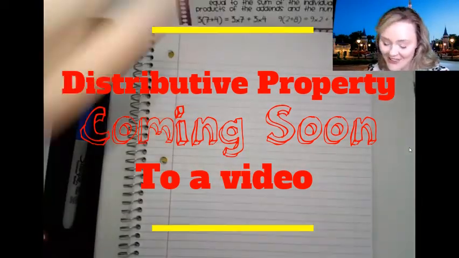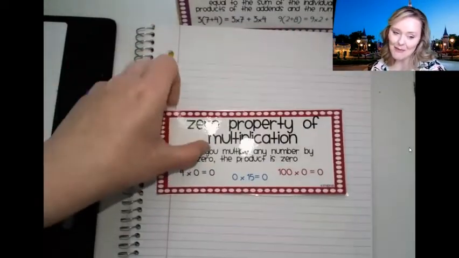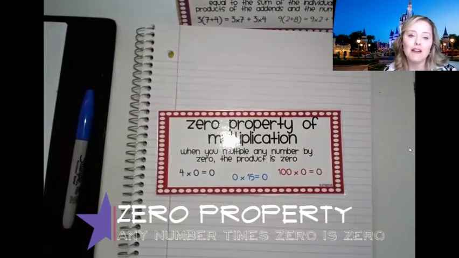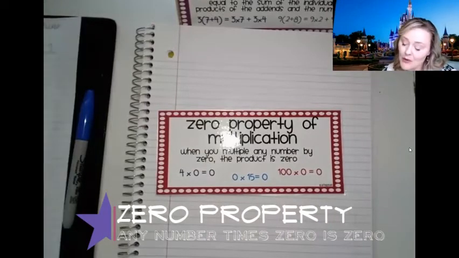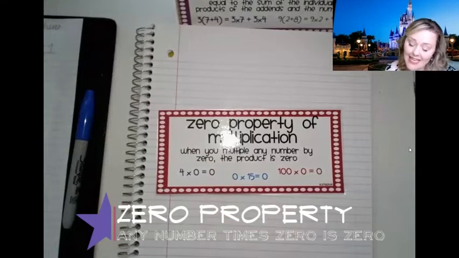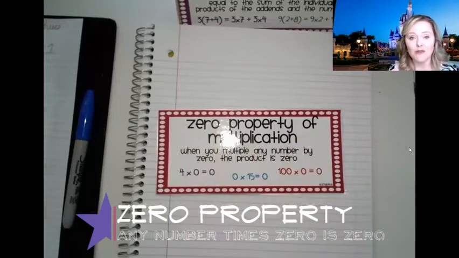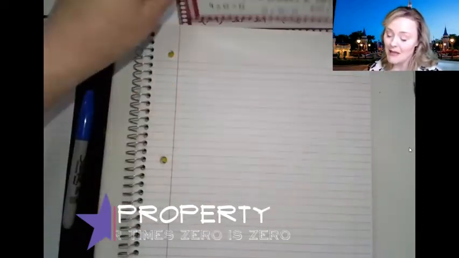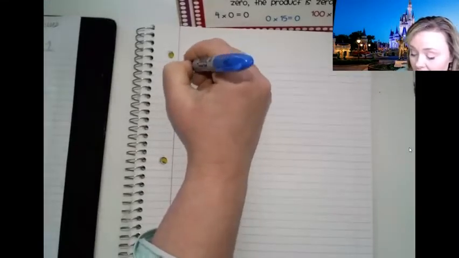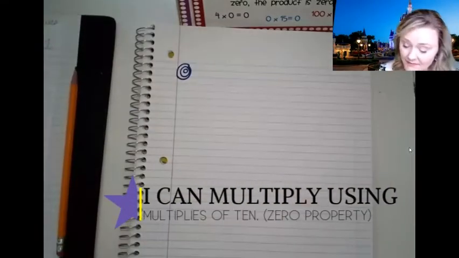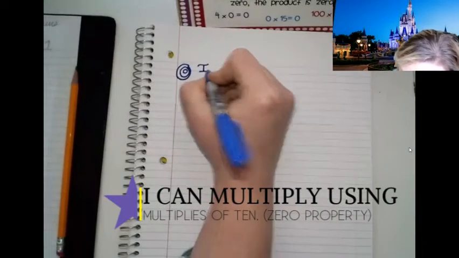The next one is the zero property, and you guessed it, this is the one that we're going to be working on today. We're going to be thinking about multiples of 10, and a multiple of 10 involves the zero property because any number times 0 is equal to 0. Let me show you what I mean by that. First, we're going to start with our goal. So today, our objective: on your paper, you're going to write, I can multiply using multiples of 10.